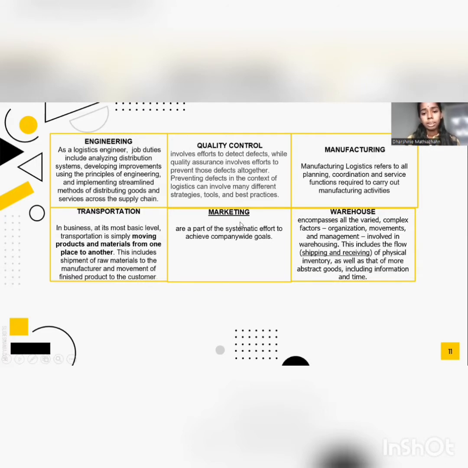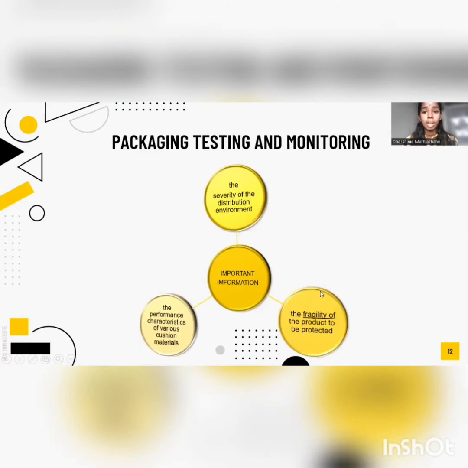This includes shipping of raw materials to the manufacturer and movement of finished products to the customers. Marketing is part of a systematic effort toward the achievement of company-wide goals. Warehouse encompasses all the organized movement and management involved in a warehouse. This includes the flow of shipping and receiving of physical inventory as well as that of more abstract goods, including information and timing. Next, we go to packaging, testing, and monitoring. There are three important pieces of information. The first one is the performance characteristics of various crucial materials.